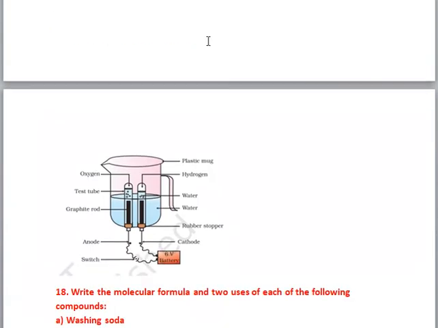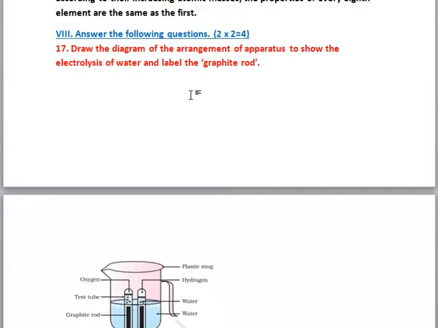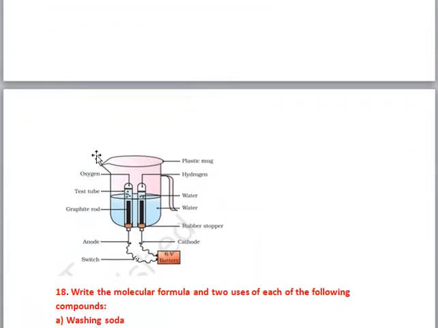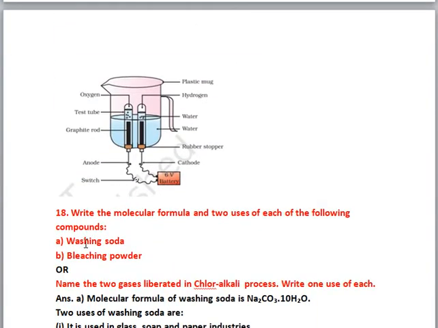the graphite rod. And this diagram is very important because many times in the Karnataka Board SSLC exam this diagram was asked to draw. So in this also you have to draw the electrolysis of water, and in this only you have to label graphite rod. No need to label all the parts, only you have to label graphite rod. You will get full marks for that. Where is graphite rod? Over there, this one.